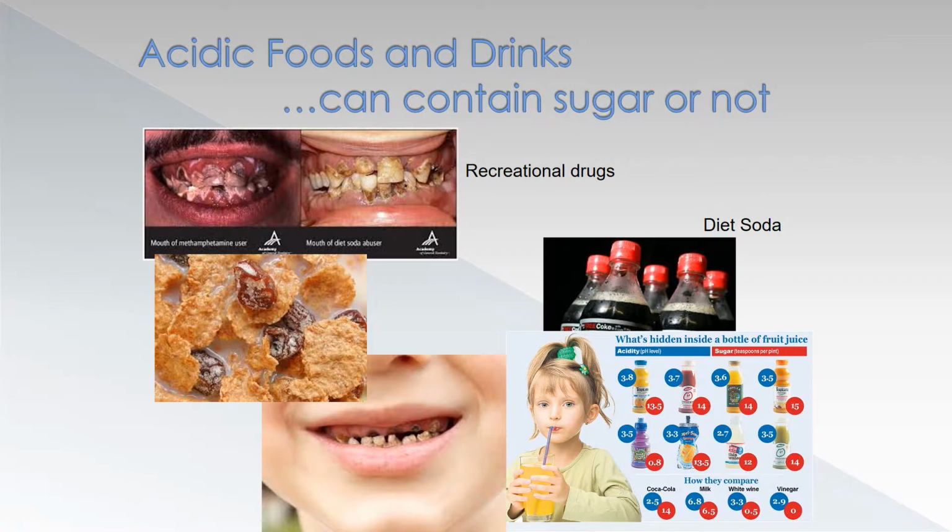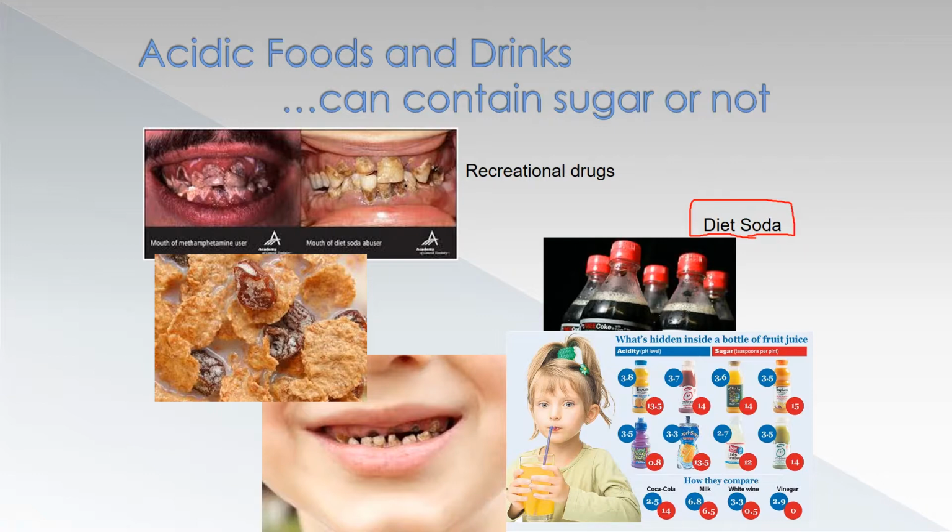Here we have our acidic foods and drinks, and they can contain sugar or not contain sugar. As you can see in this first picture, that is meth mouth. Again, you see it on those smooth surfaces. But people think, oh, diet soda, that's all right. But sometimes the pH level is still low enough that it creates a very acidic diet, and then maybe you're eating something with it with a lot of carbohydrates or a lot of sugars. Look at some of these in this picture here.